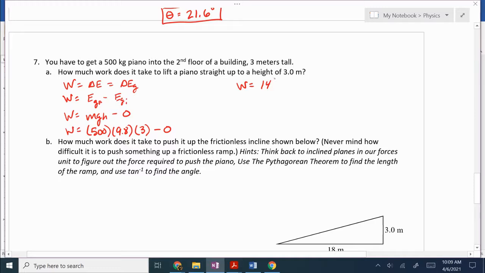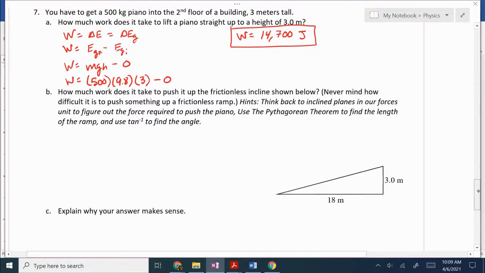So we do 14,700 joules worth of energy. All right. Next one is tricky. How much work does it take to push it up a frictionless ramp as indicated below?